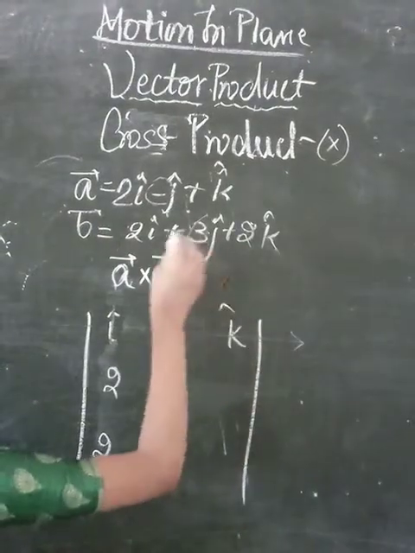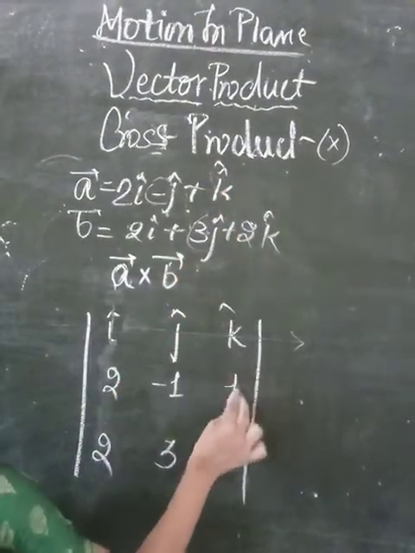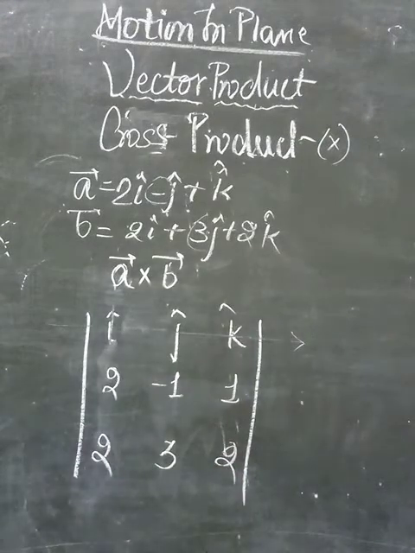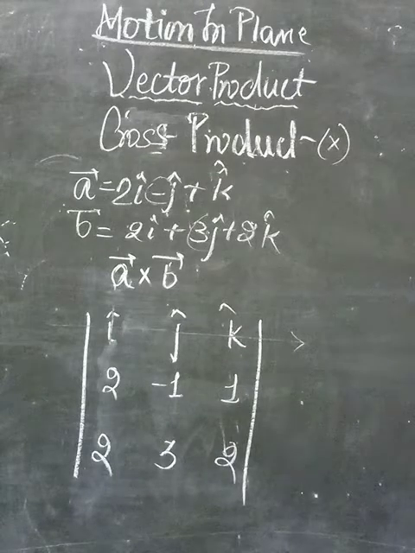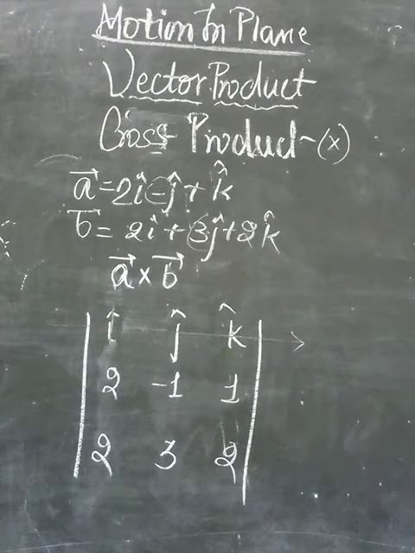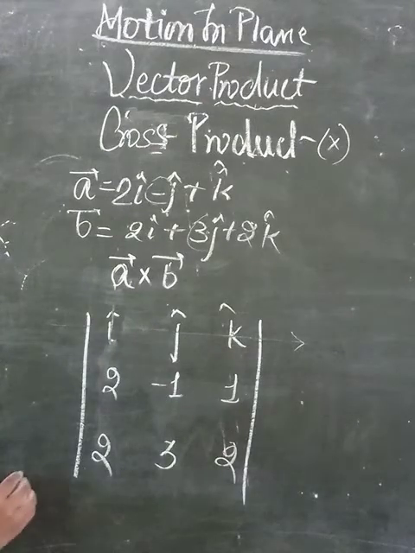And for k, what is it? Plus 1. And so this is the matrix. For solving it, we are writing the vector quantity, and this is the cross product. So the quantity should have a direction, that is, the unit vectors will be present over here. That is, i cap will be similar.